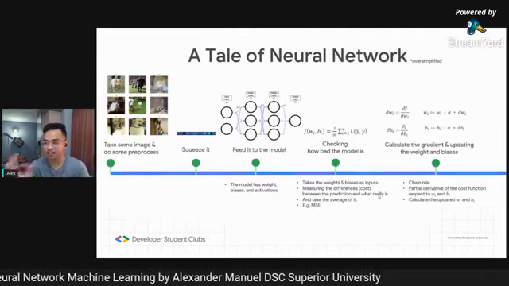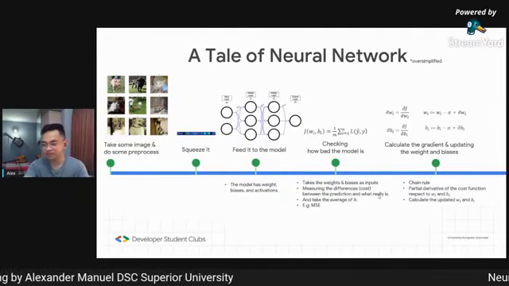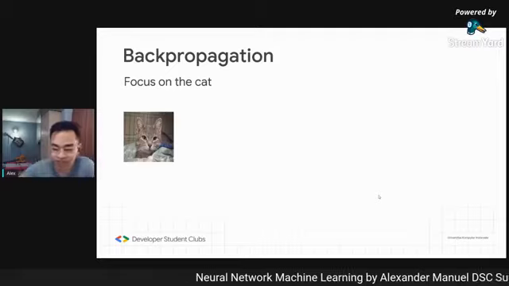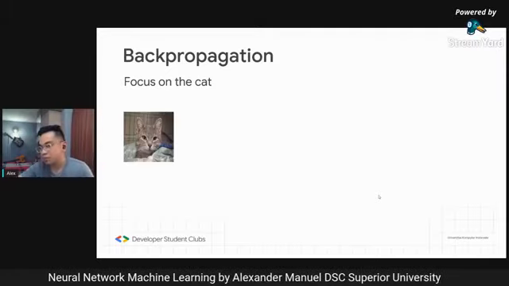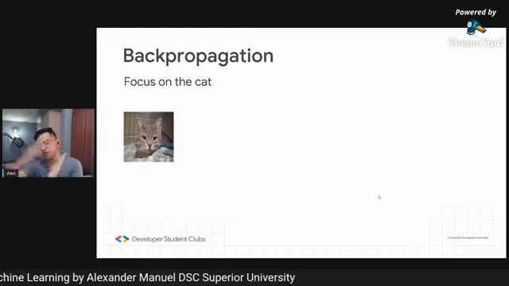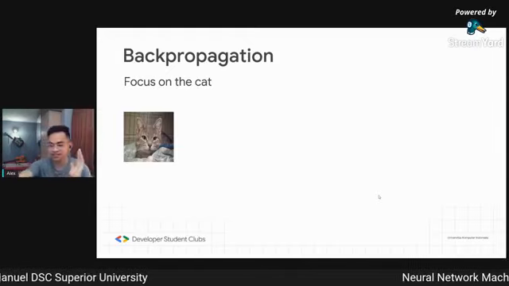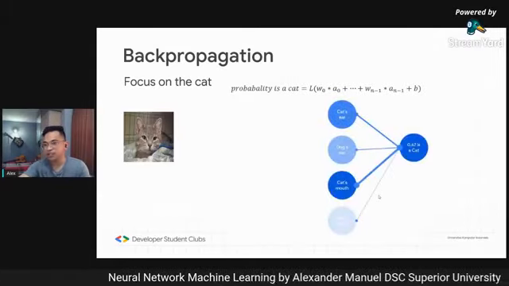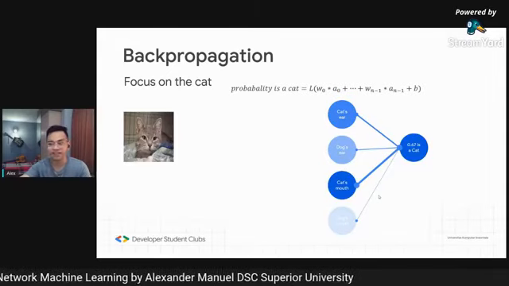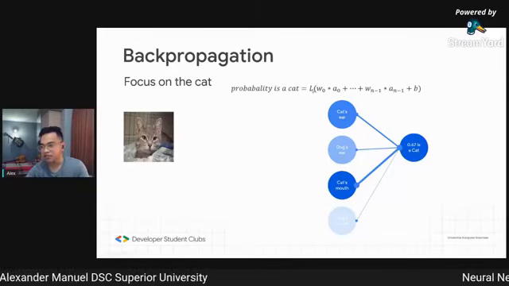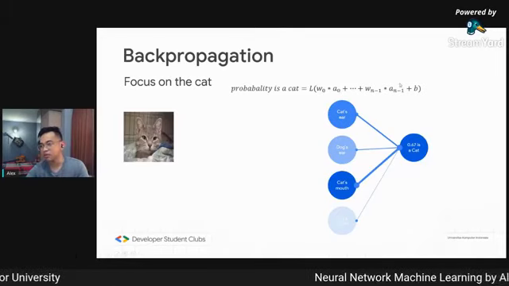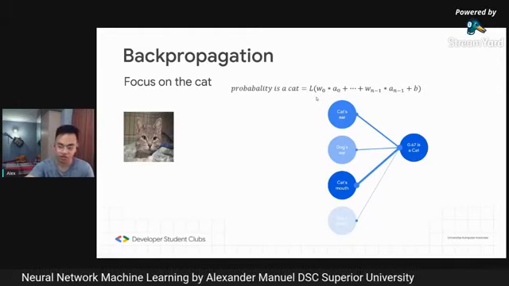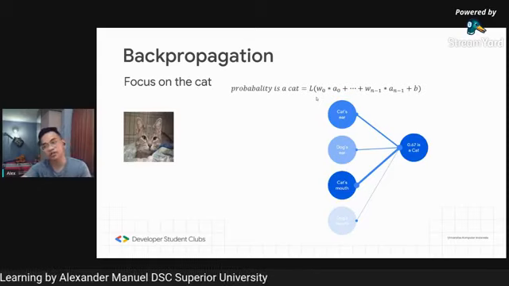You have to know the gradient and how you update it, and then I'll show you the intuition behind it. So let's focus on the cat. We have this term called backpropagation. After we feed forward, we go back to update. We've seen the equation before. If you want to find the probability of whether it is a cat, we multiply the weights and activation function, and also the biases, with the loss function or the cost function. In this context, the loss function and cost function are the same.